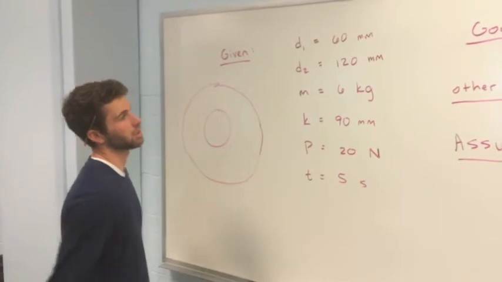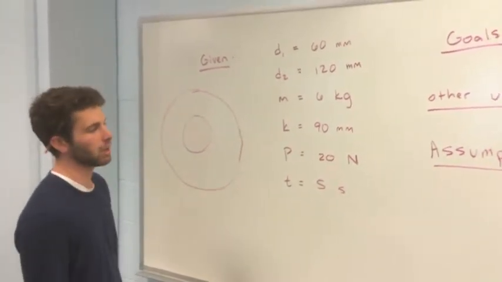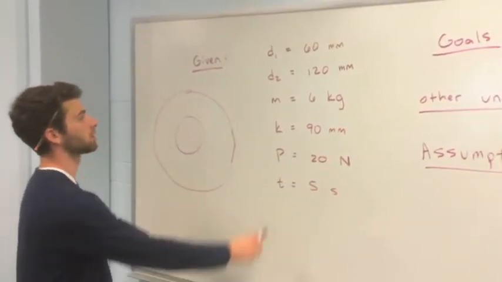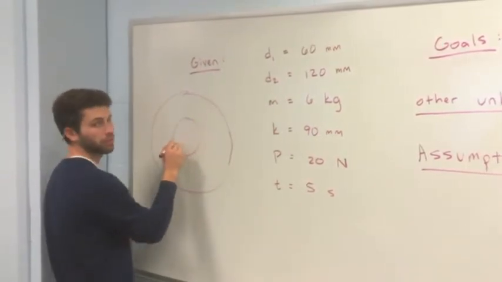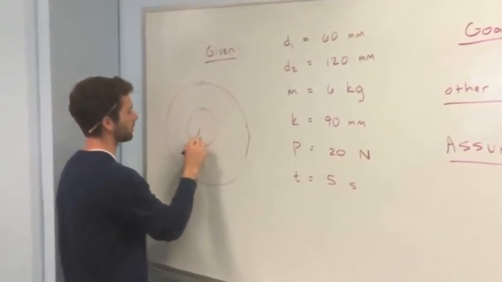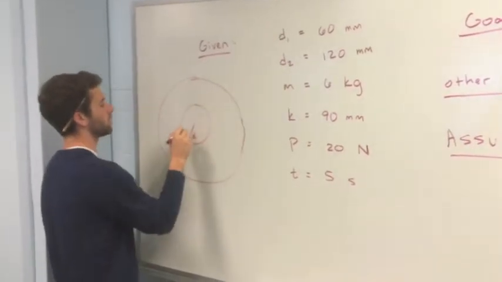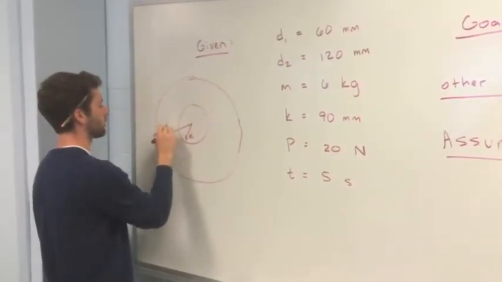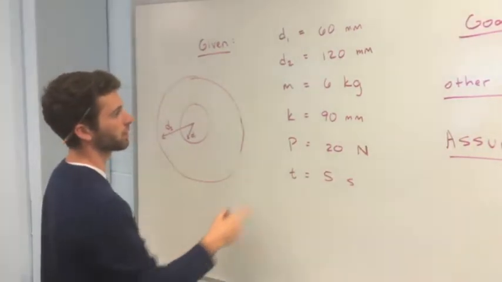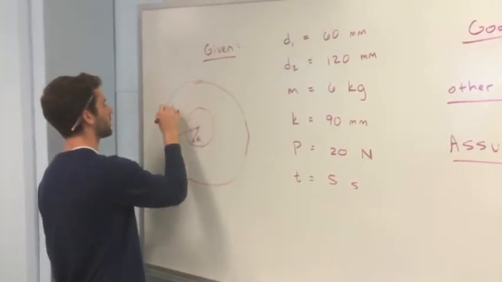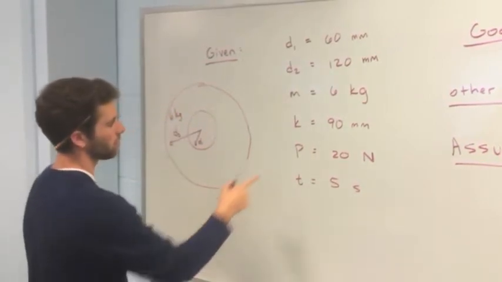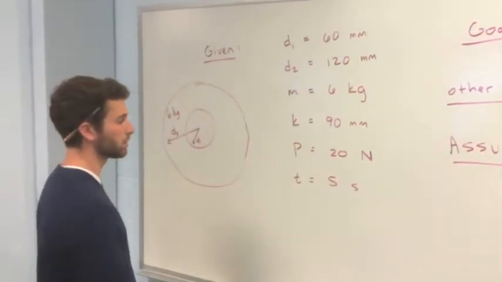Okay, so now we'll discuss the givens, what we need to solve for the problem, and the assumptions that we make. So here is the list of the givens. D1 right here is the first radius. D2 is the radius of the bigger disk. They're attached, so they're going to move together. The mass of the whole system is 6 kilograms. Radius of gyration is 90 millimeters.